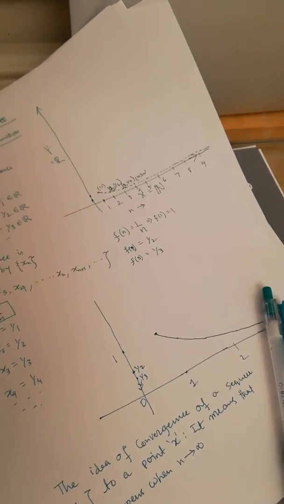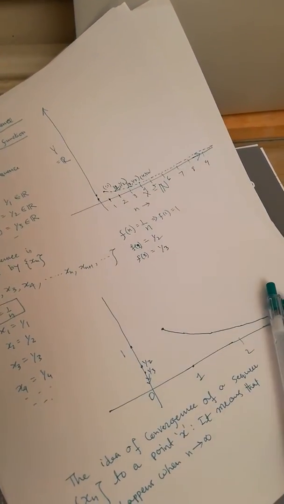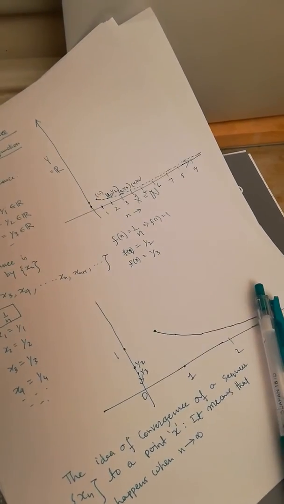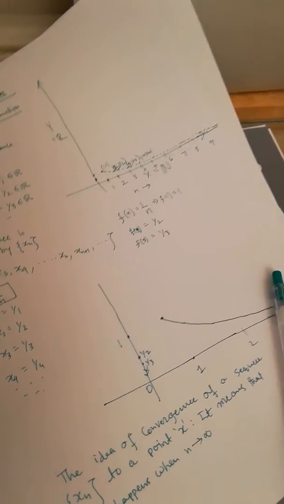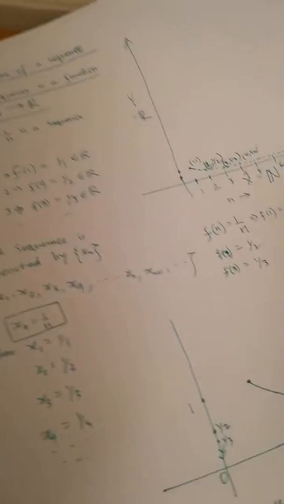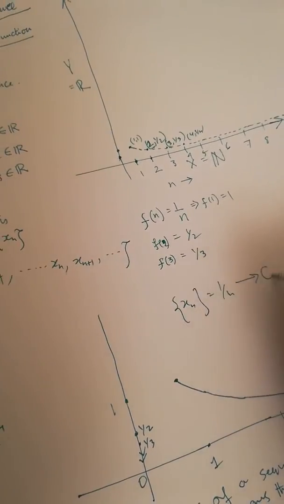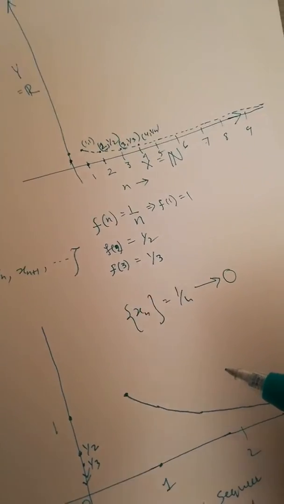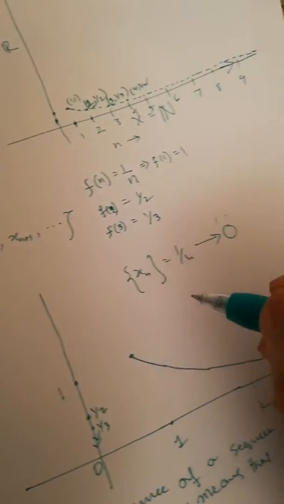because of course the first value was 1, and the next value is half. Of course half is less than 1, and the next value is 1/3, which is less than half, and the next value is 1/4, which is less than 1/3, and so on. So if you increase n, the whole sequence, which is xn equal to 1 by n, goes to 0. That is how we say that 0 is the limit.